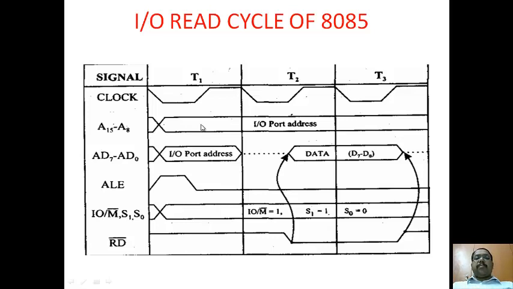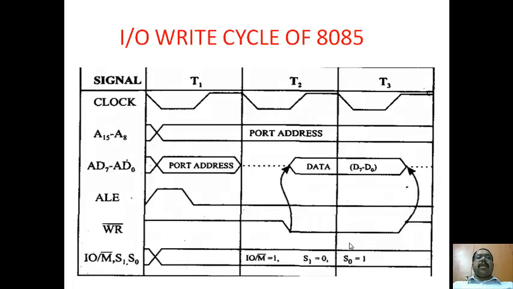The remaining is the same. During the first T state, both the higher order and lower order lines tell about the address. Then, as usual, we bring ALE to 0. Once you bring ALE to 0, your lower order address lines become data lines. Then you see whether it is read or write. If it is read, the read signal will be brought low. For write, the write signal will be brought low. For read you keep the read signal here, and for write you keep your write signal here.